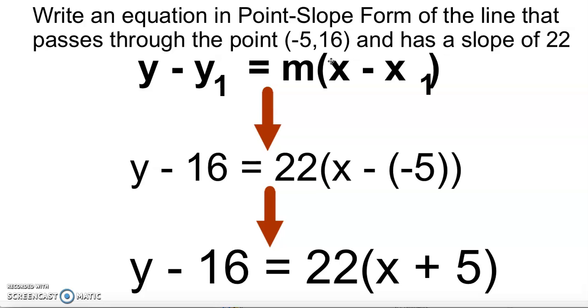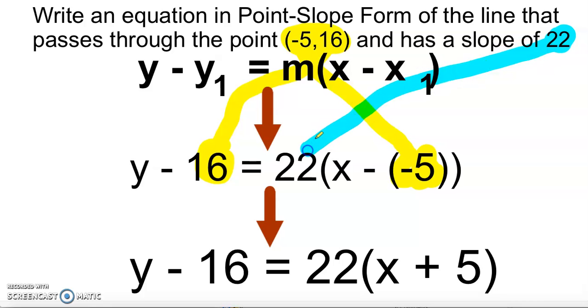So in this case, I've got the point -5, 16 and a slope of 22. So my point is -5, 16. Okay, so my 16 is going to go in for my y. My -5 is going to go in for my x. And then my slope is 22. So my slope is going to go here. Okay, y minus 16, there's nothing to simplify. I just leave it at y minus 16.